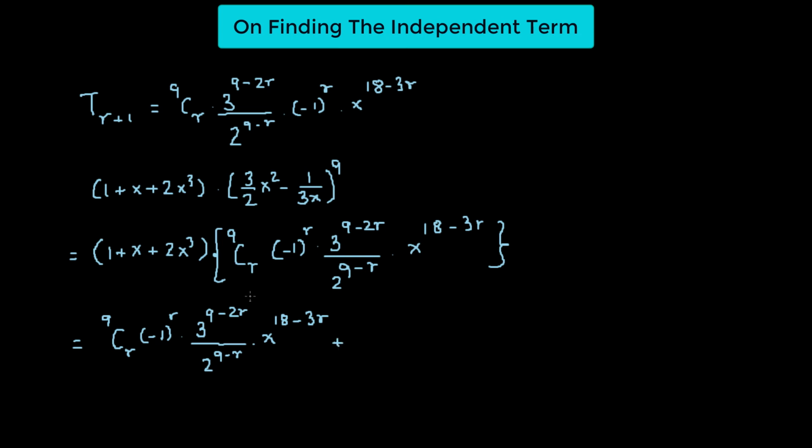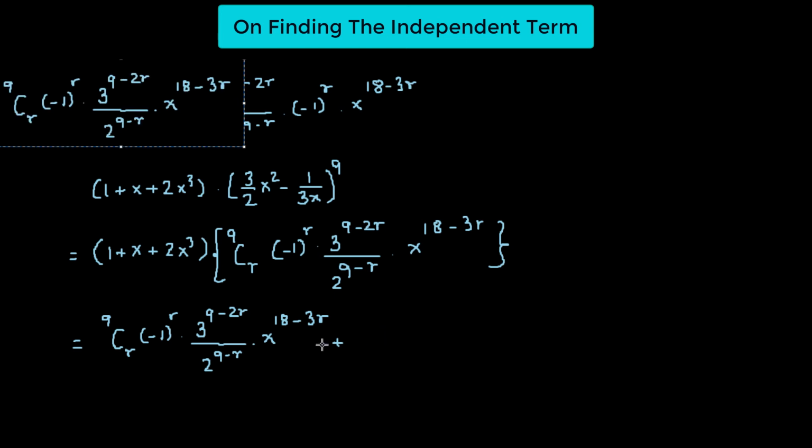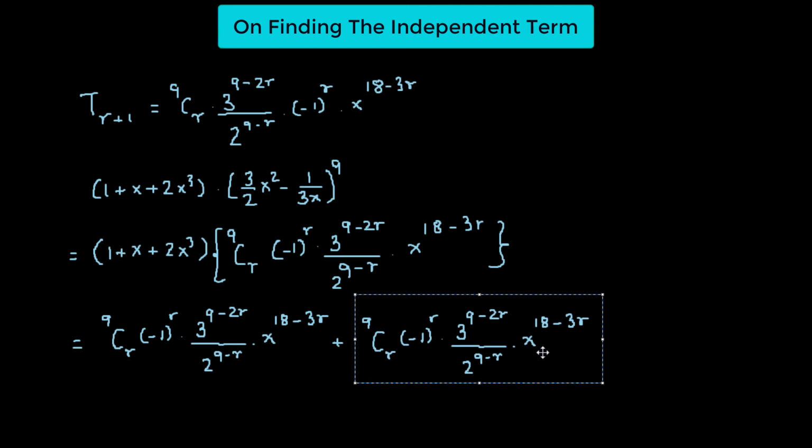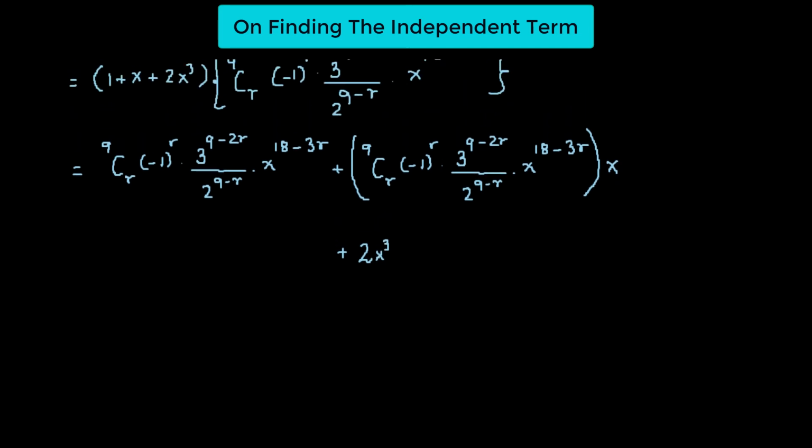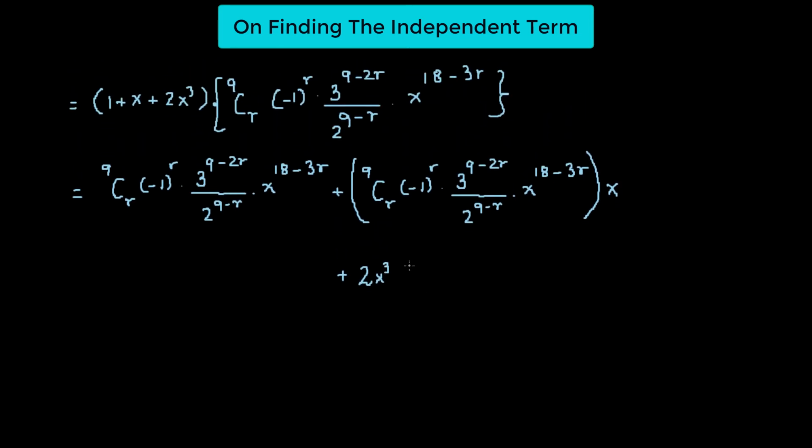So let me copy this part, plus x times this term. So we have 9Cr, we rewrite it, and this whole term is multiplied by x. Similarly, for the third term, I don't have enough space, so I'll write it below: plus 2x cubed, which is our third term, and we're going to multiply it by the general term.